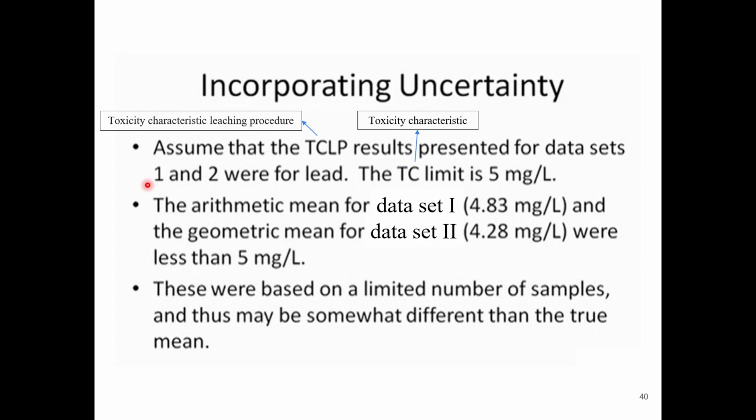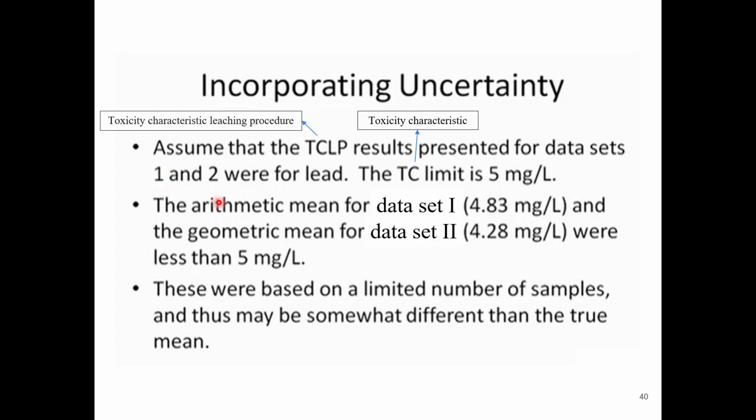Let us assume that the TCLP results which we just obtained, which were presented for two data sets, were for lead, which is a very hazardous substance beyond a certain limit. Let us assume that the toxicity characteristic or TC limit is 5 milligram per liter.